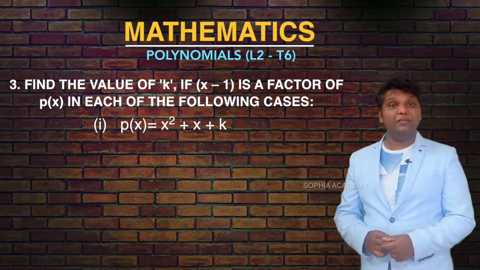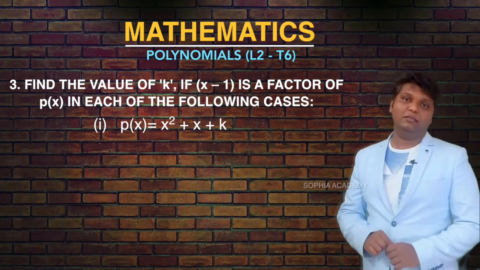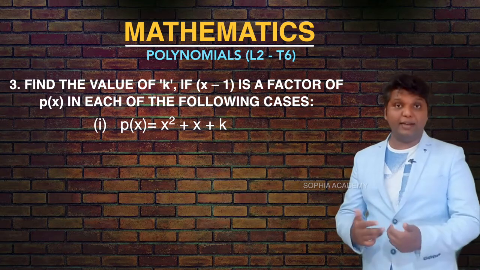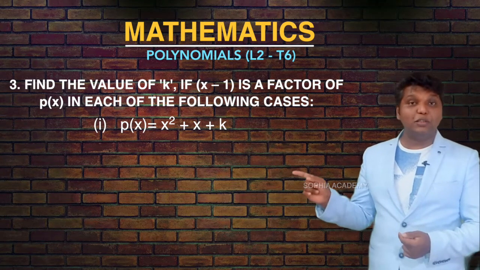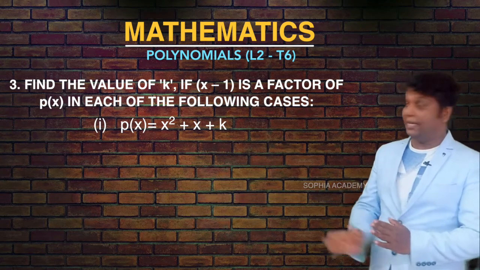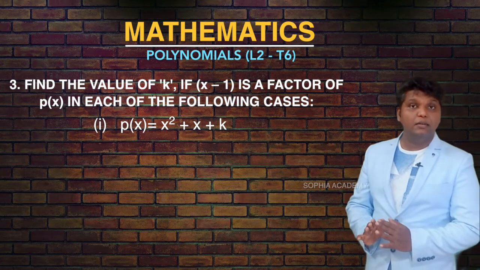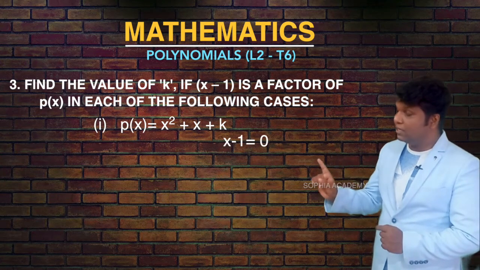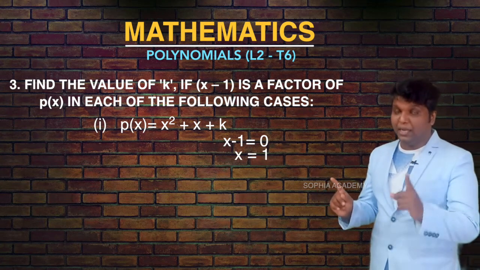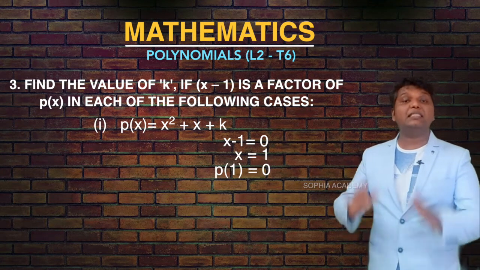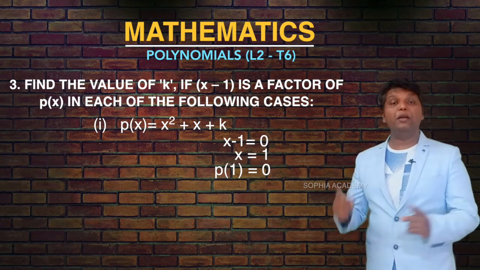And what is the hint given? The hint given is x minus 1 is a factor. Up to now we were checking whether it is a factor. Here in this question it is already mentioned that x minus 1 is a factor. What does it mean? That means x minus 1 is equal to 0, so x is equal to 1. It means that p of 1 is equal to 0. That is the meaning. If x minus 1 is a factor, p of 1 should be 0.